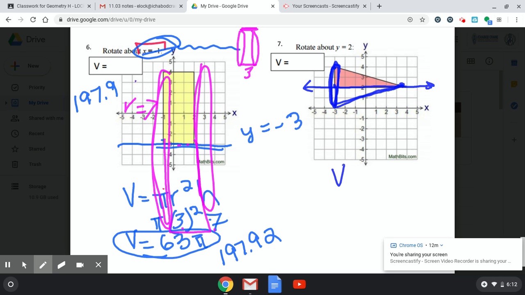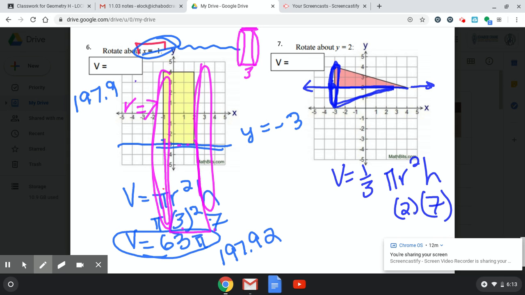That cone's volume equals 1/3 pi r squared h. So the height, just start up here at 4. So 4 to -3 is the height of the cone. So that's going to be 7. That's how high it stands from the base to the top. And the radius is 2 boxes.